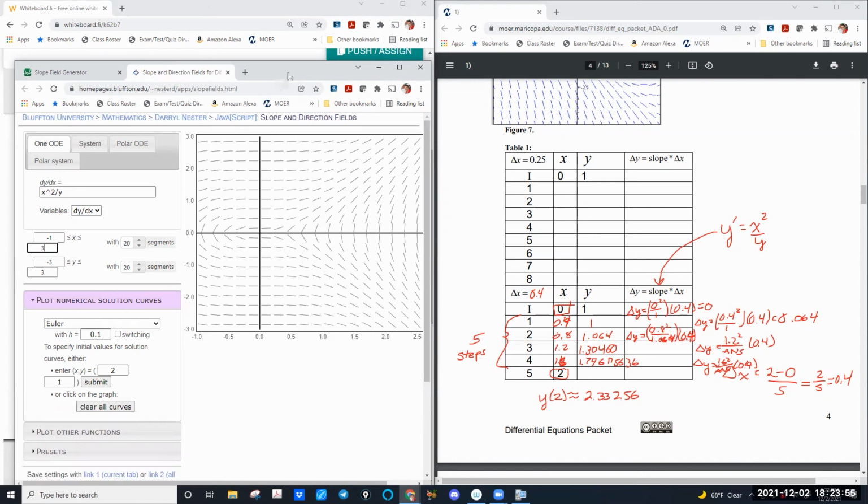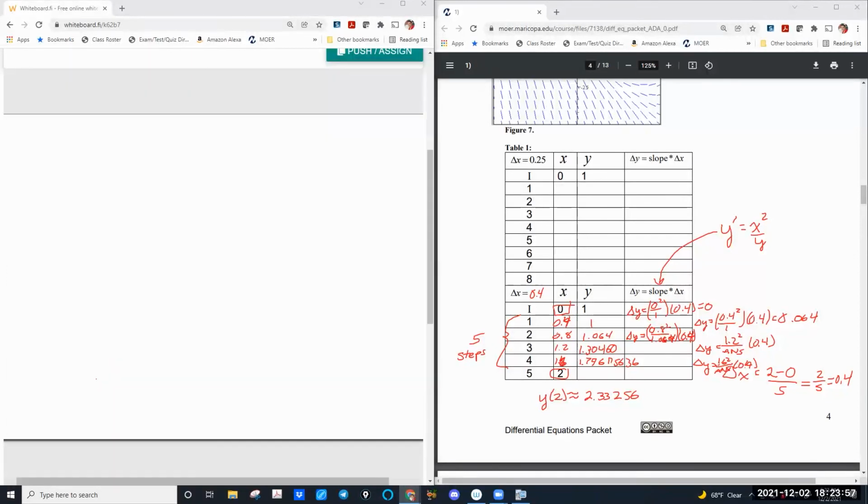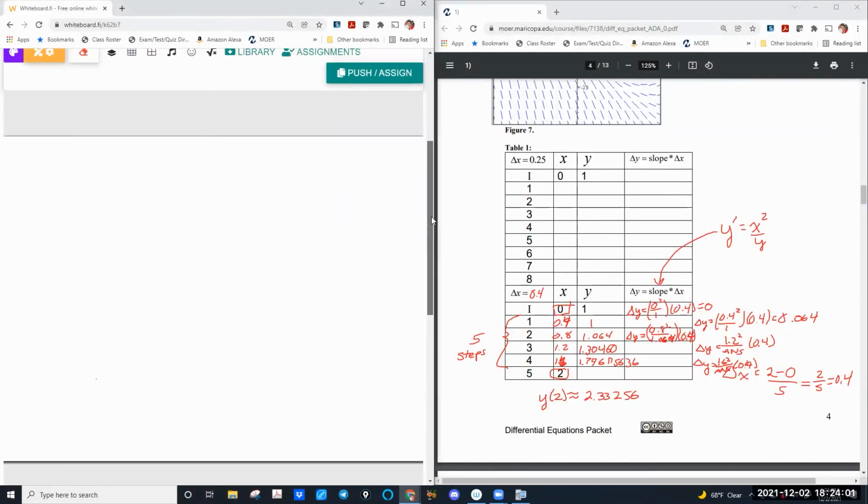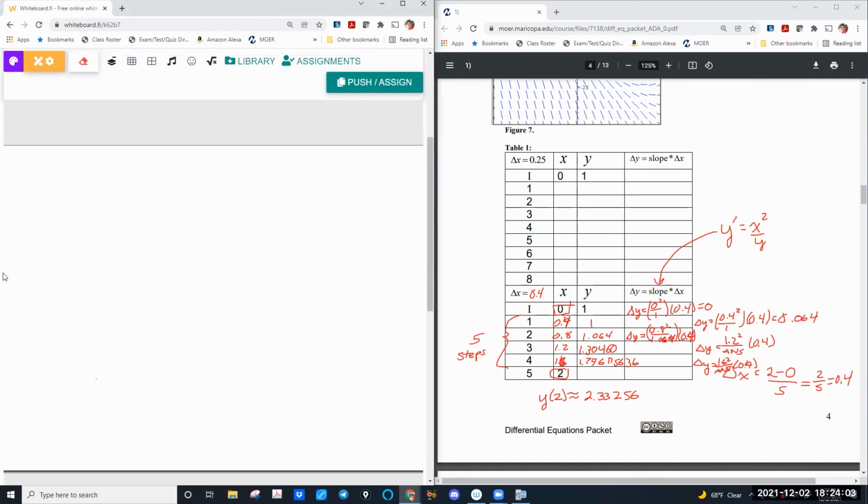We're going to expect this to be an underestimate of the actual value. Now, let's find the actual value. So we're going to do the separation of variables like we just did, except for this differential equation: dy/dx equals x squared over y. Our initial condition was that it goes through 0, 1. That's going to be what we use to find the constant.